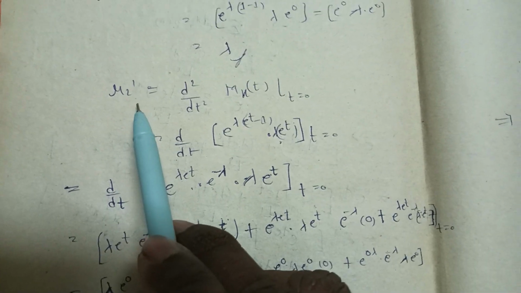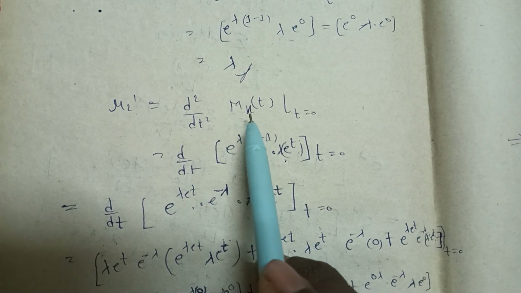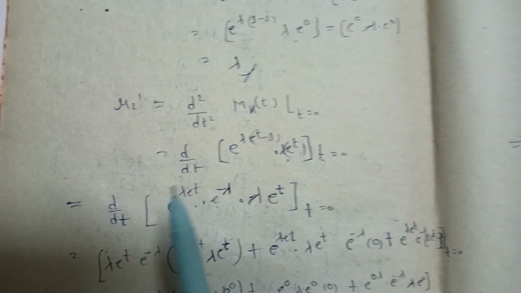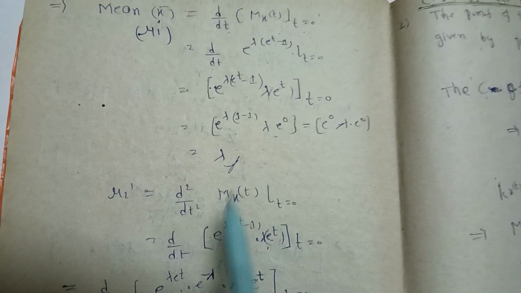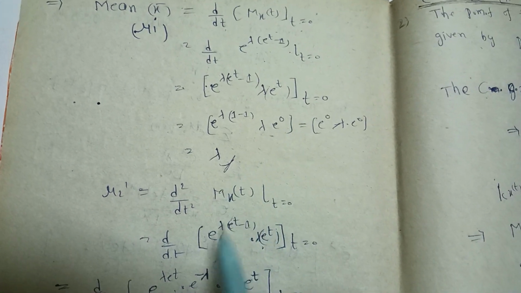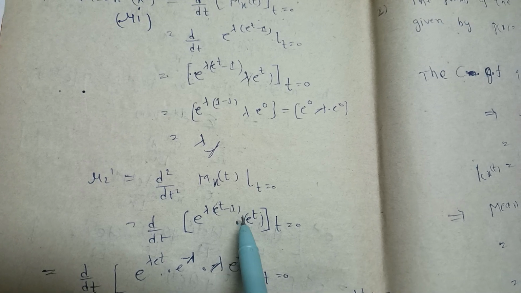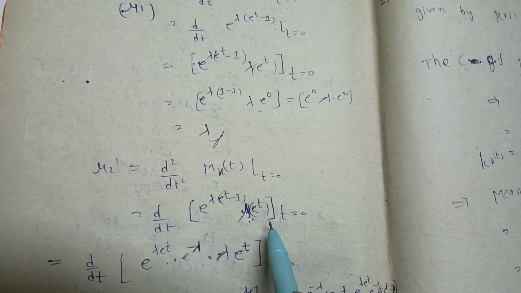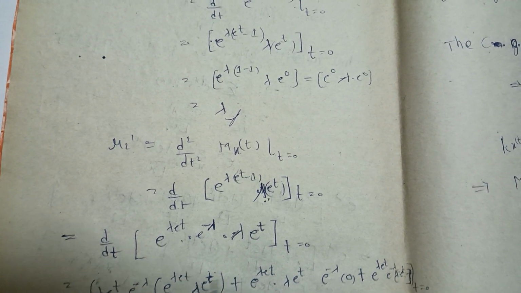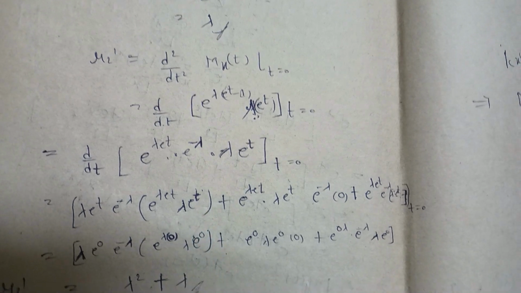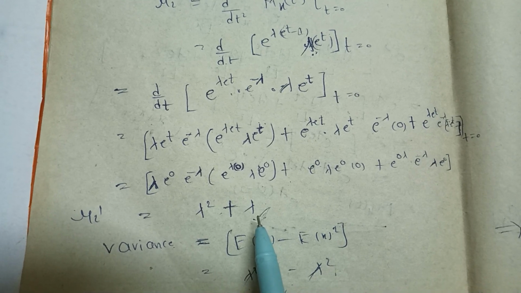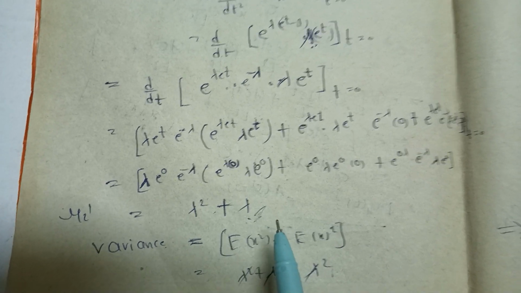Next, mu 2 dash is d square by dt square of M x of t at t equals 0. So here we have to use d by dt of the above value before substituting t as 0. So e to the power of lambda times e to the power of t minus 1, lambda into e to the power of t. So putting lambda as a constant, and if you apply the UV formula over here, then you will get mu 2 dash as lambda square plus lambda, by substituting t equals 0.